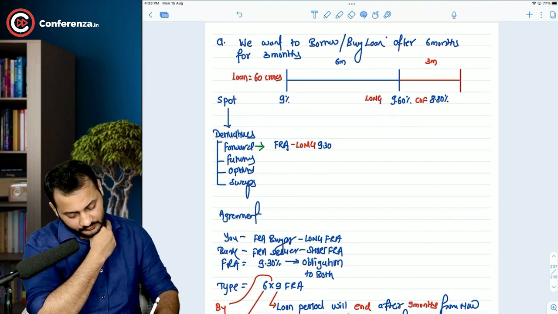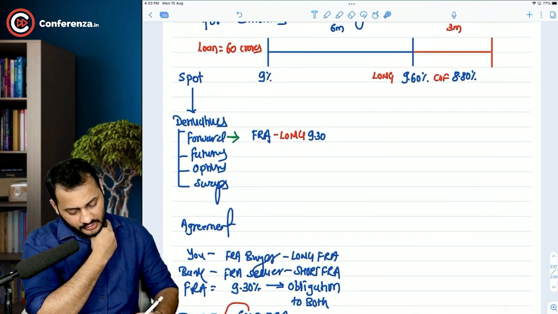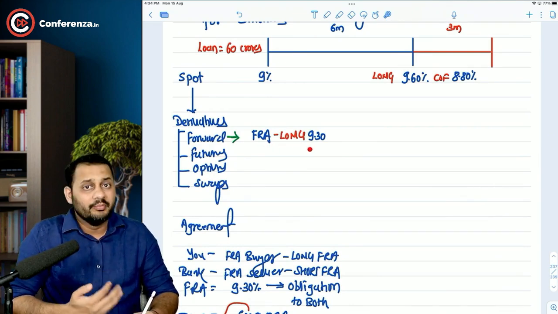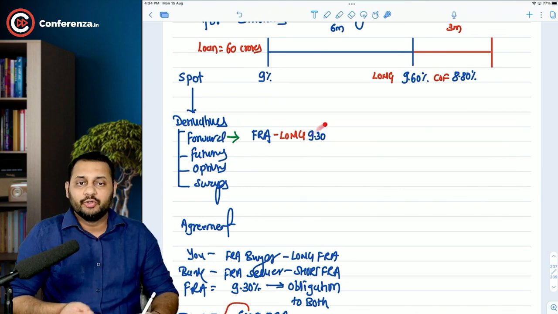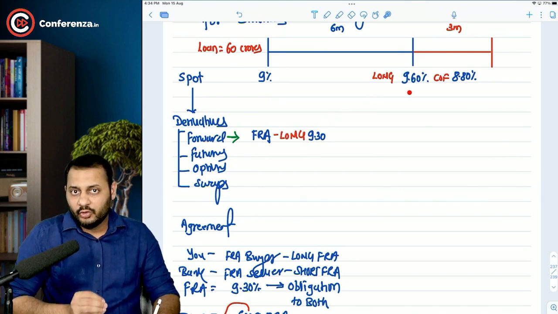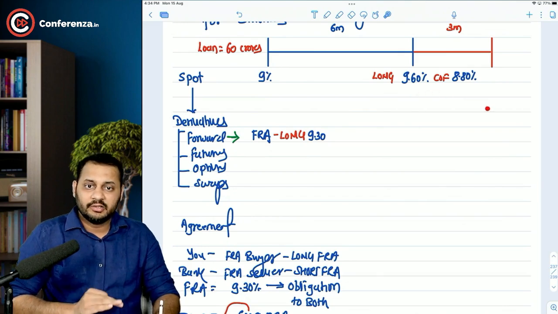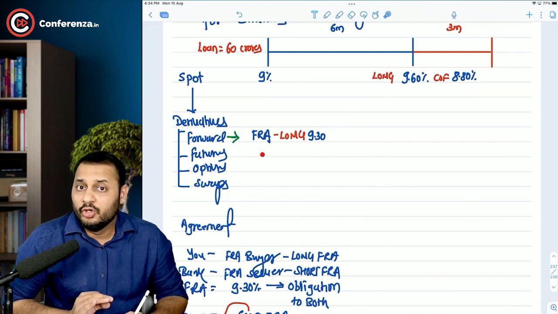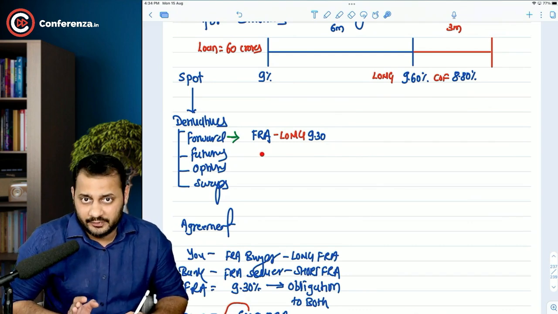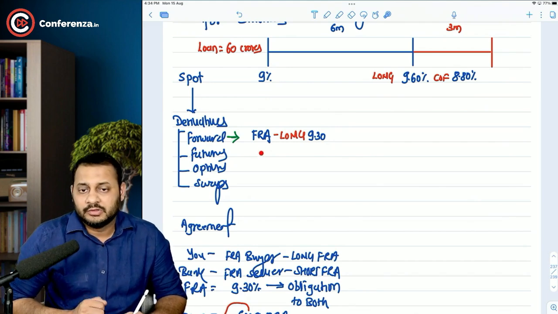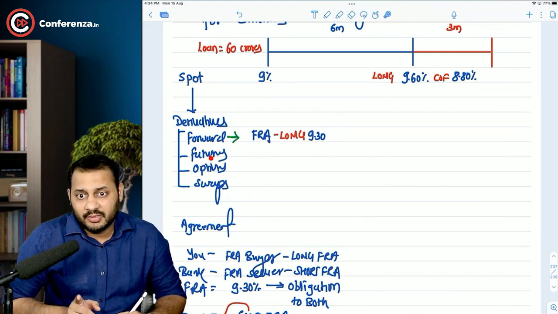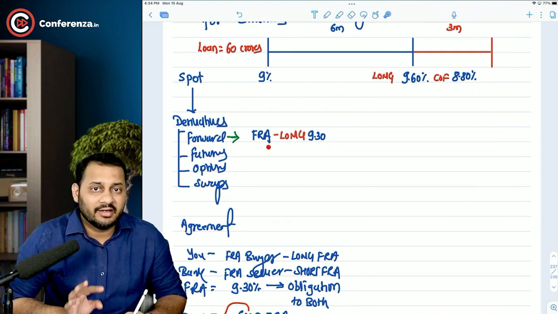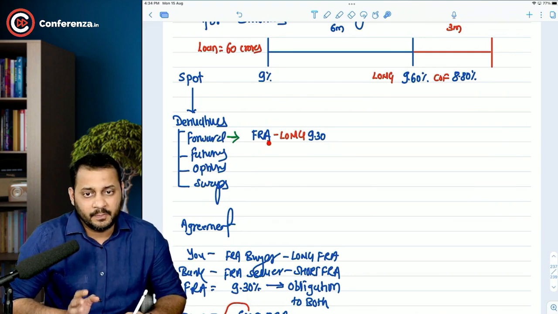Now coming back to this position. You have a long position in FRA, that means you have promised the bank that you are going to buy loan or take the loan after 6 months for 3 months at 9.30%. Okay. Do you have to pay anything? Nothing to be paid today. There are sometimes upfront premium, but in futures there will be initial margin, in option there will be premium, but in forward and swaps there is just an agreement which happens between the two parties and nothing else.